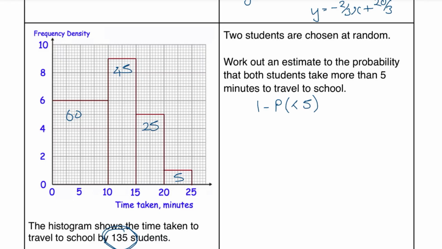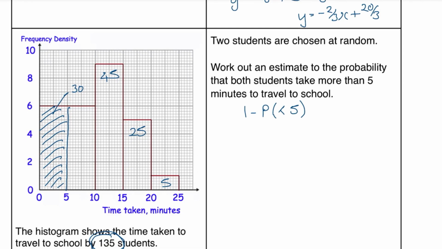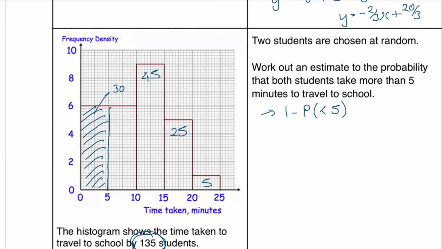Anyway, I'm now comfortable that the area of this rectangle here, let's get rid of the 60, the area of this rectangle here is the number of people who are less than 5 minutes. Now, because I know this overall rectangle is 60 and this is half the rectangle, it must therefore be the case that there are 30 people in this section here. So actually I don't need to do the 1 minus, do I? Because I know it's 135, 135 minus 30 is 105.